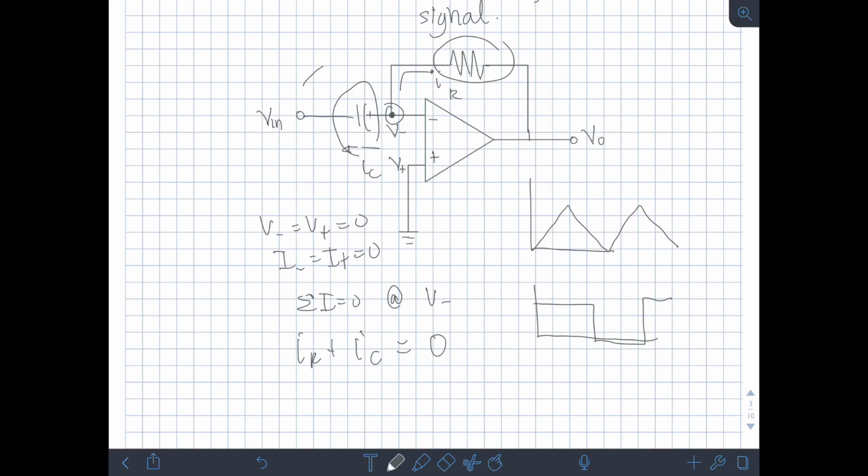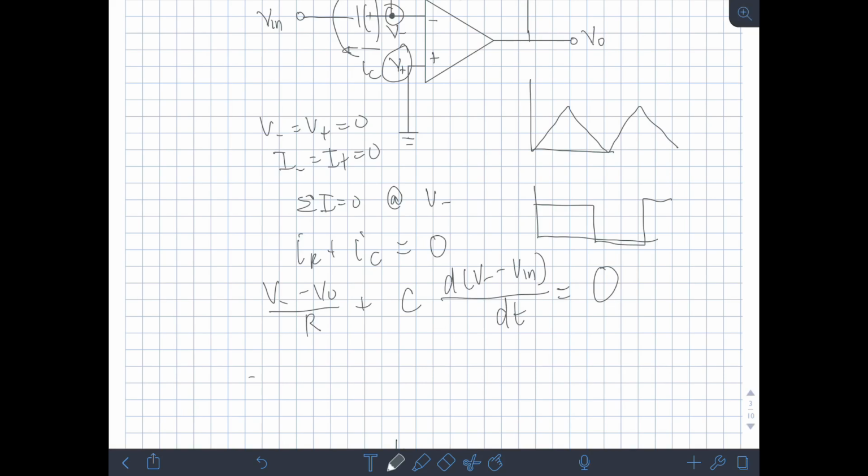So, we have IR, again, V minus minus VO over R, plus, this time itong IC ay C d(V minus minus Vin) over dt is equal to 0. Again, since yung V plus natin ay naka-ground, it is equal to 0. And at the same time, it is also equal to V minus, so therefore, V minus is also 0. So, pwede natin i-substitute yung 0 dito sa mga V minus natin sa nabuo nating equation. So, we have negative VO over R plus C of d(negative Vin) over dt is equal to 0. Tapos, itong negative ng Vin natin as constant negative 1, pwede natin ilabas na lang, so negative VO over R minus C dVin over dt is equal to 0.